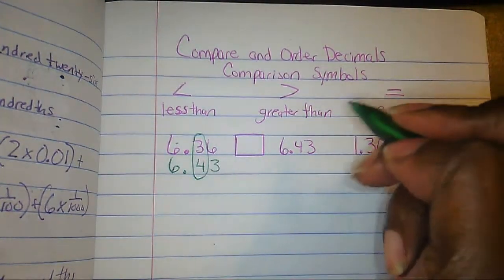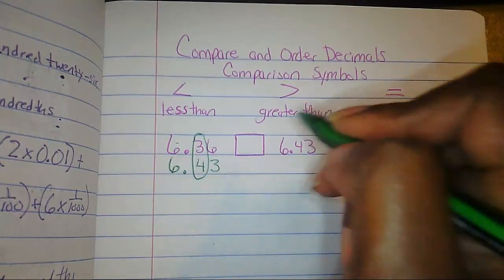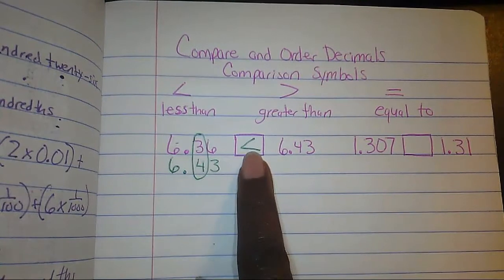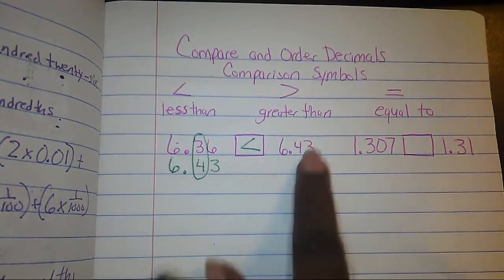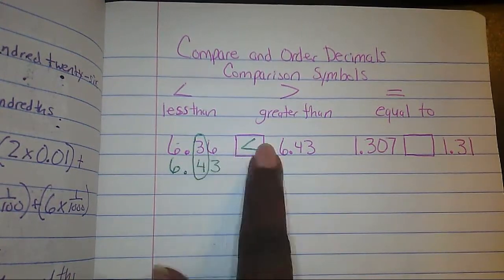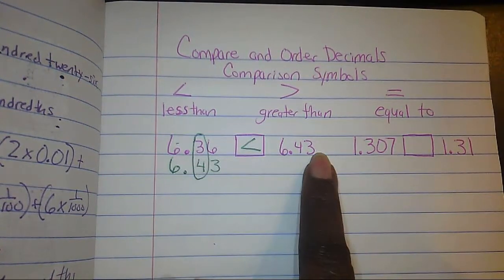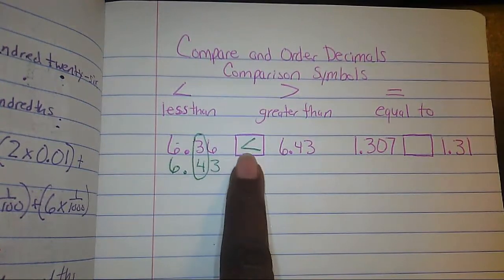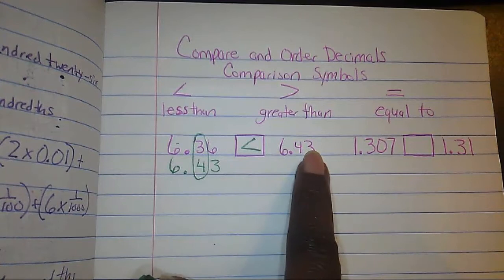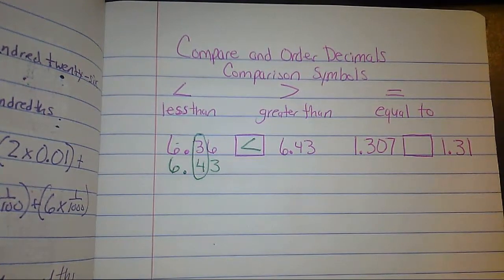So that means that I need to use this symbol, which is the less than symbol, which shows me that this is the larger decimal. 6 and 36 hundredths is less than 6 and 43 hundredths. Or if you remember from a previous grade when it says that you have the mouth open to the larger number or the larger decimal, you could still use that concept. That works as well.